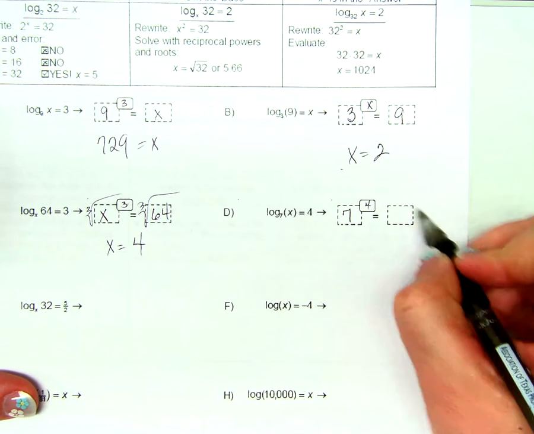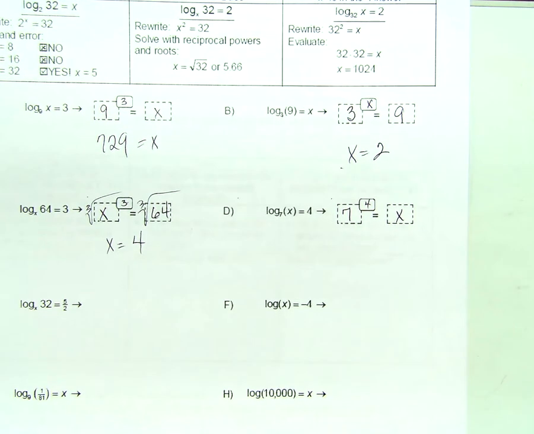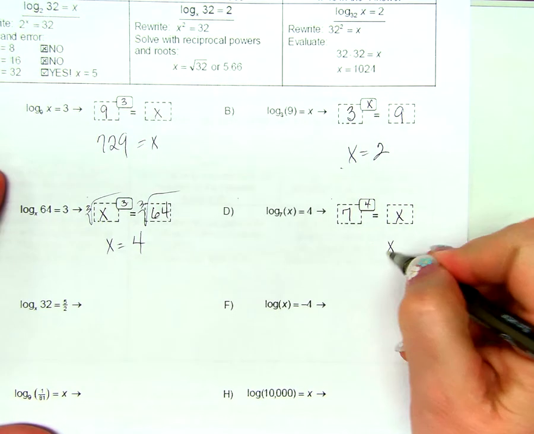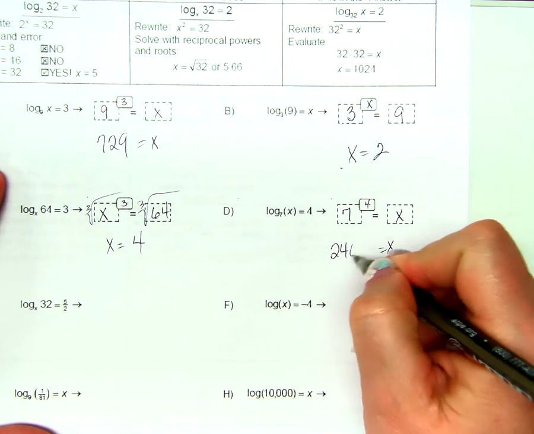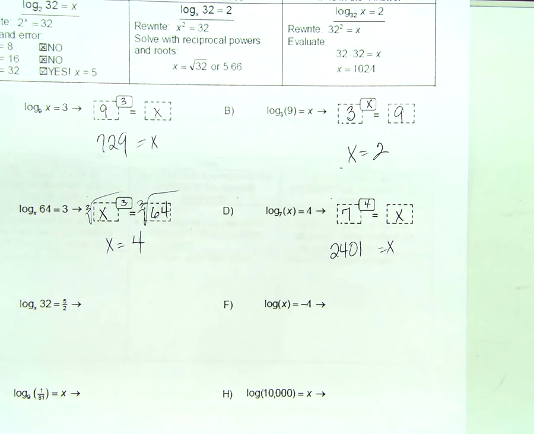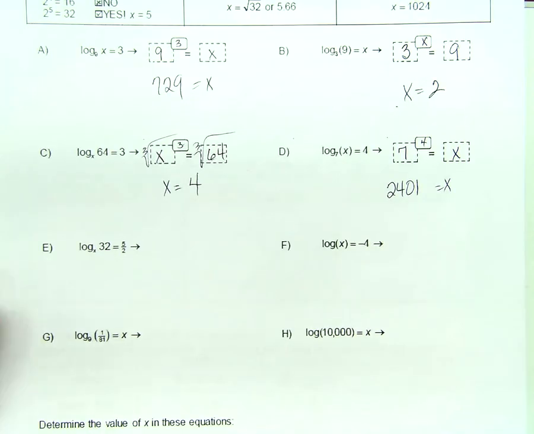7 to the 4th equals x, okay. 2,401. Oh, that's definitely harder, right? Because the number is so much bigger. Okay, so E is where it's harder, because there's no boxes. Guys, that's why E is harder, because there's no boxes.